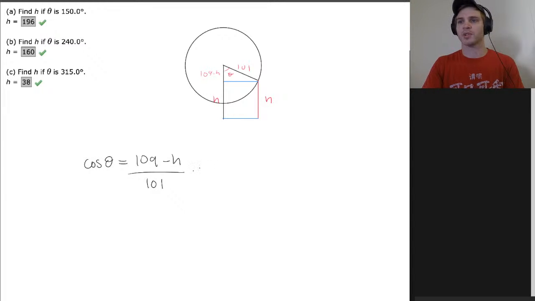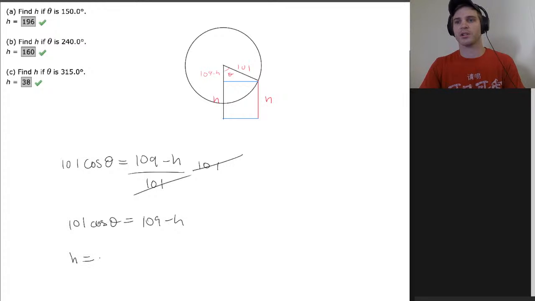I'll multiply both sides by 101, and then I'll add h and subtract 101 cosine theta. So h equals 109 minus 101 cosine theta. I think this is a lot better than what I was doing before, which didn't even work out, so it didn't matter.